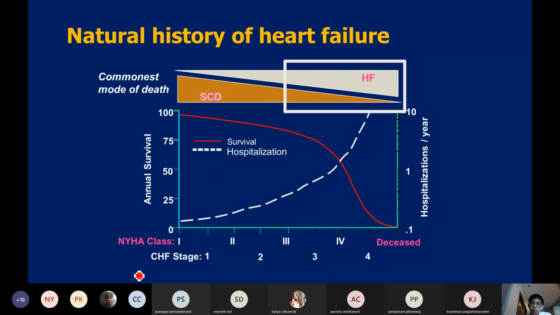When we speak about the CRT, we usually think of patients with heart failure, because all of the patients who receive CRT are patients with low ejection fraction. There are some other indications that we put the CRT in patients, but those indications only account for small amounts of patients. When we speak about CRT, we speak about heart failure.